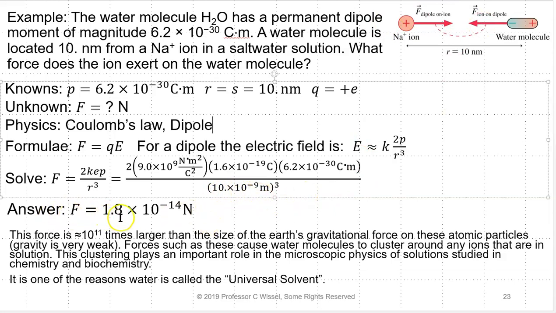So the force is 1.8 times 10 to the minus 14 newtons. This force is about 10 to the 11th times larger than the size of the Earth's gravitational force on these atomic particles because gravity is so very weak. Forces such as these cause water molecules to cluster around any ions that are in solution. This clustering plays an important part in the microscopic physics of solutions studied in chemistry and biochemistry. And this is one of the reasons water is called the universal solvent, and it'll dissolve just about anything. It especially loves to dissolve salts.